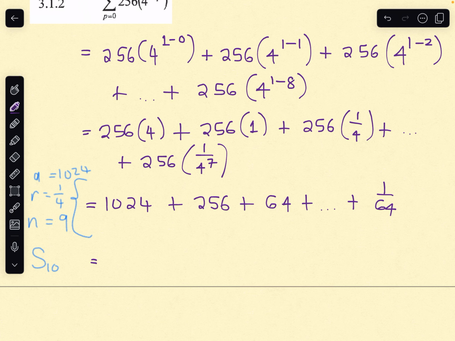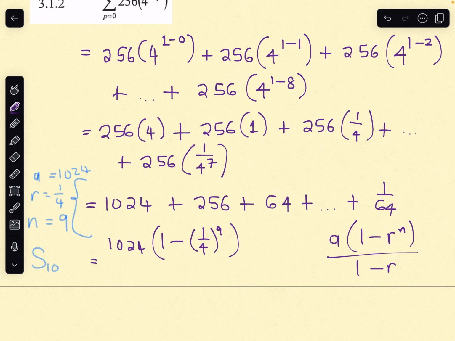So the formula for geometric series is a times 1 minus r to the n. Remember, we use the 1 minus r if the r is a fraction. It just works out nicer. But you can also use the one where it's r minus 1. Same potato. Anyway, so now we're going to replace our a with 1024. Our 1 minus a quarter to the 9 over 1 minus a quarter.